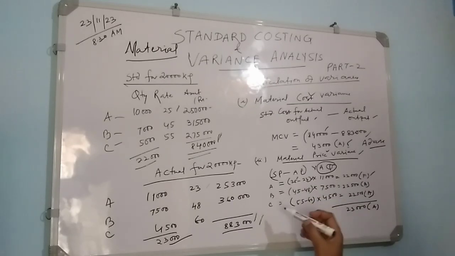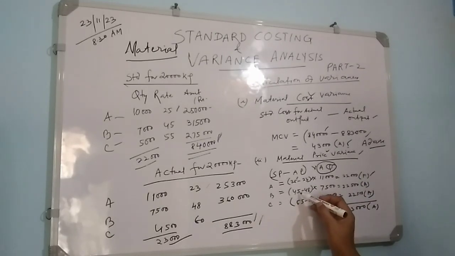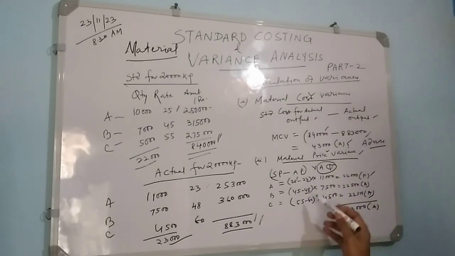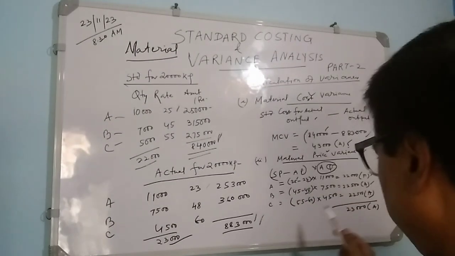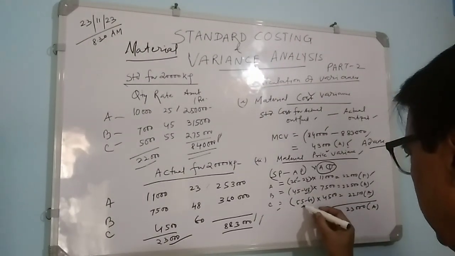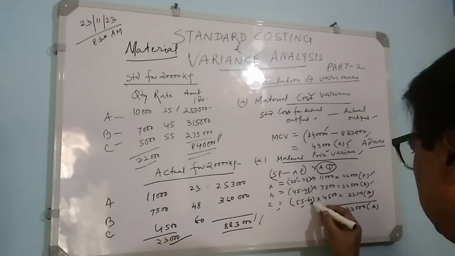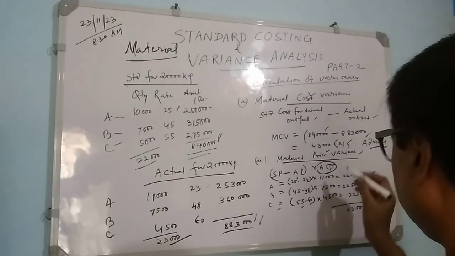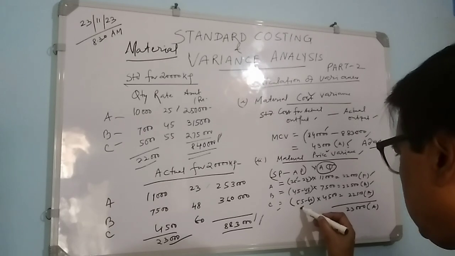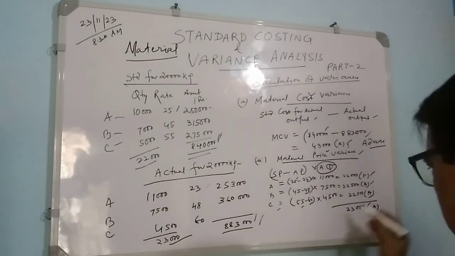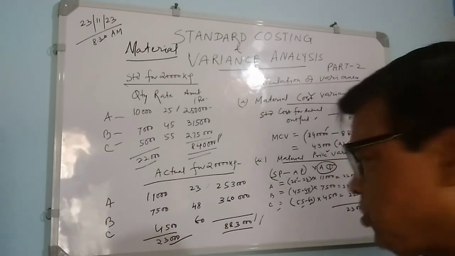Next is component B. The standard is 45 and the actual is 48. Here the actual price is more than the standard, so definitely the figure will be adverse. Similarly for C, the standard is 55 and the actual is 60. When the actual price is more than the standard price, the variance will always be adverse.